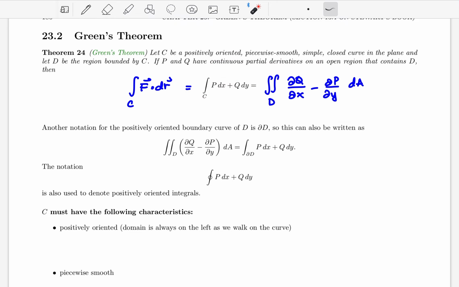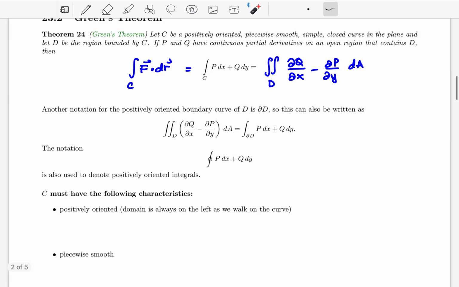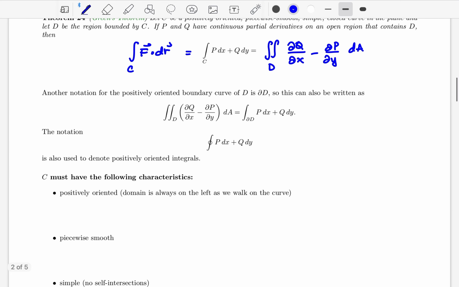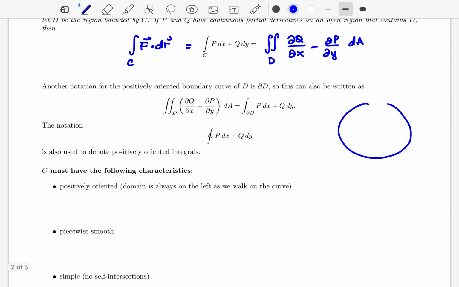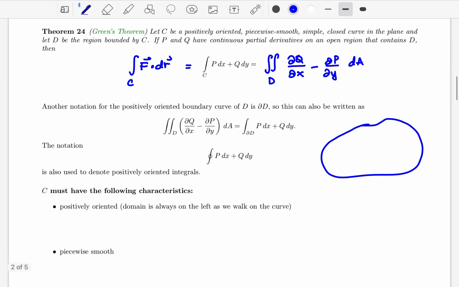Now, before I give you the intuition, because I'm not going to prove it, I want to say a couple more things and then define each of these things, okay? So, another notation for the positively oriented boundary curve of D is this. So, let me make it more interesting. This said here that it's a curve in the plane and D is the region bounded by C. So C is the boundary and D is what's inside, right?